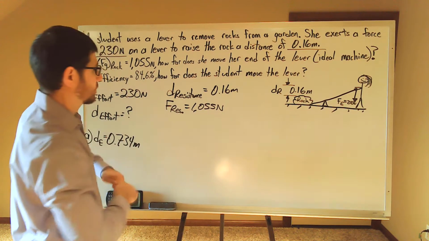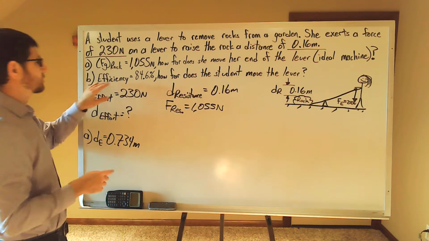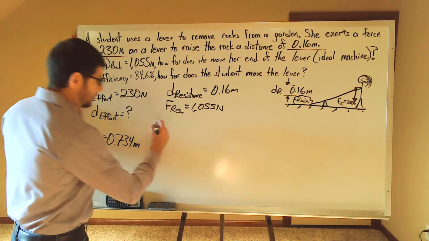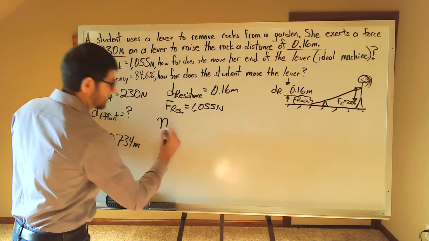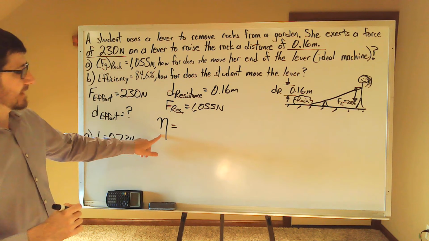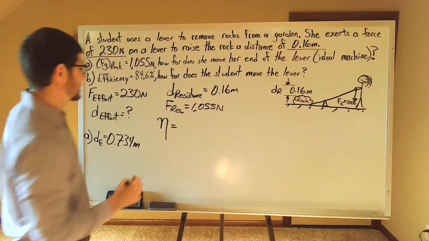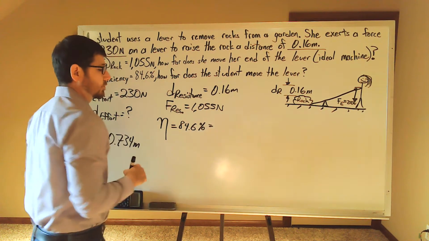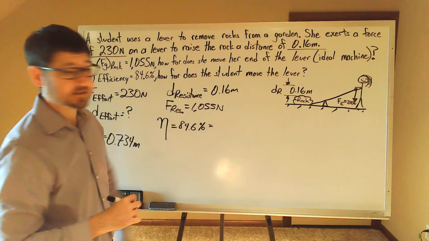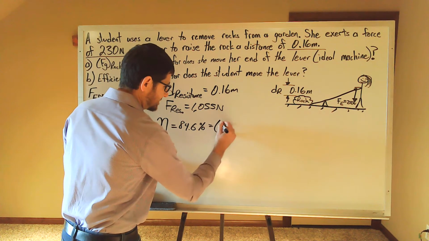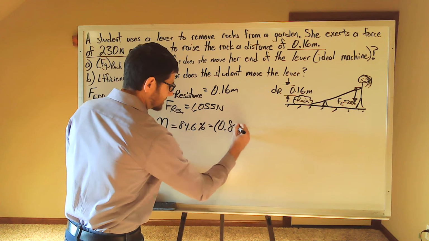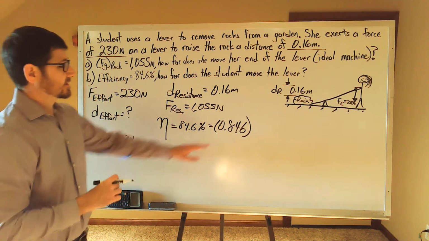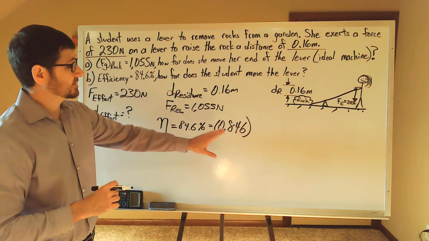Okay, so what we've got here, let's go ahead and write down our efficiency in a decimal value. So what we're going to do is use the Greek letter eta. Eta represents efficiency. So it is 84.6%. So we're going to convert this from a percent to a decimal value, which is going to give us 0.846.